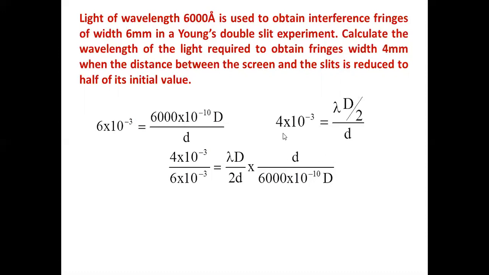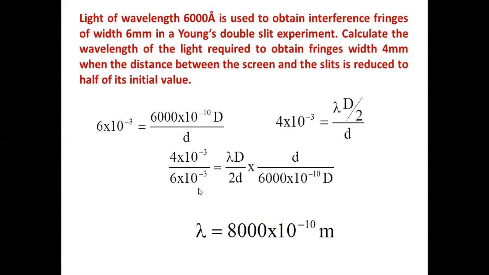Hope you have followed this, right? For 4 millimeter fringe width, what is the lambda? So lambda D by 2d, that is as it is for 4 millimeter. For 6 millimeter, this is inverted: 6000 into 10 to the power minus 10 capital D by d. Capital D by d gets cancelled. So what you will get? Lambda by 2 into 1 by 6000. Here 4 by 6. So solve this. Lambda is 8000 angstroms, right?